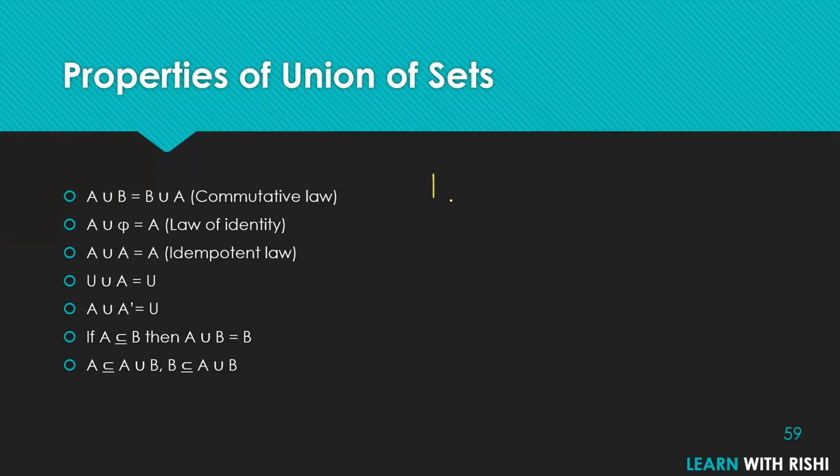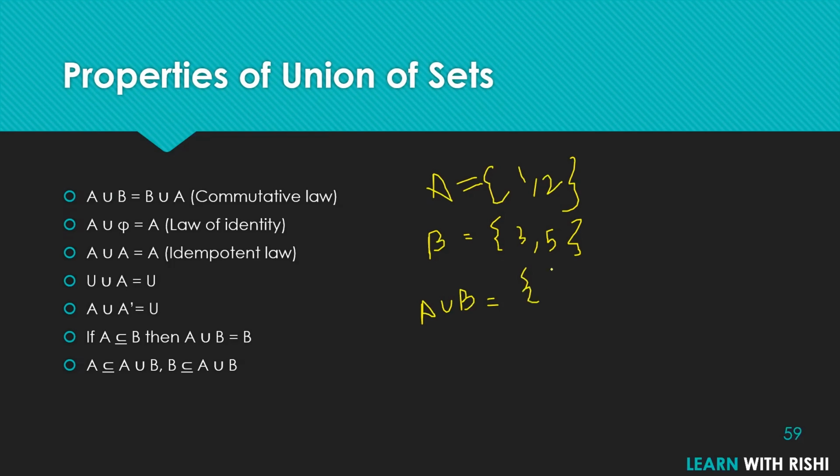If you take two sets, set A is {1, 2} and set B is {3, 5}. So these are my two sets. What will be A union B? A union B will be {1, 2, 3, 5}. This will be my A union B.